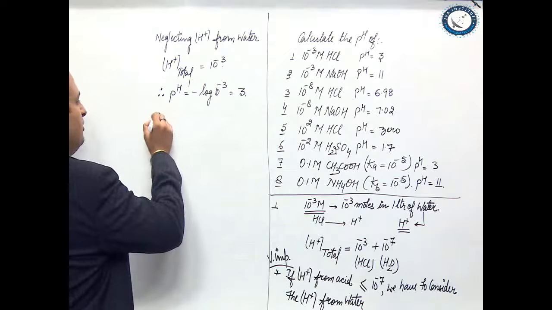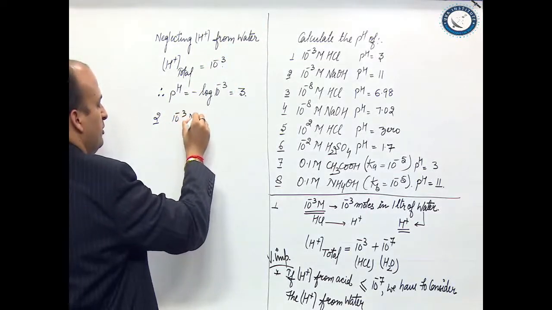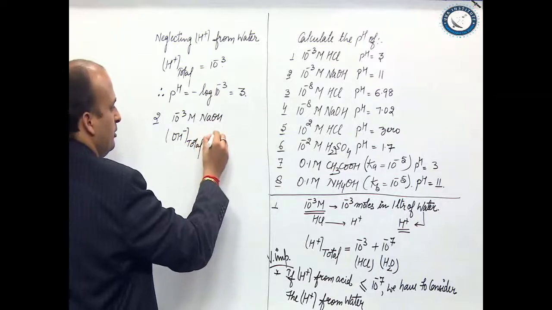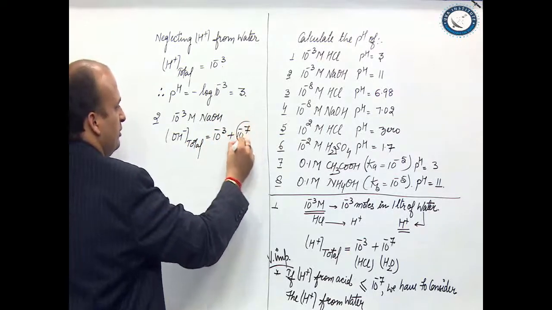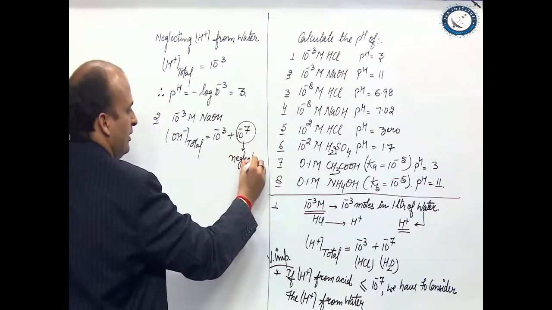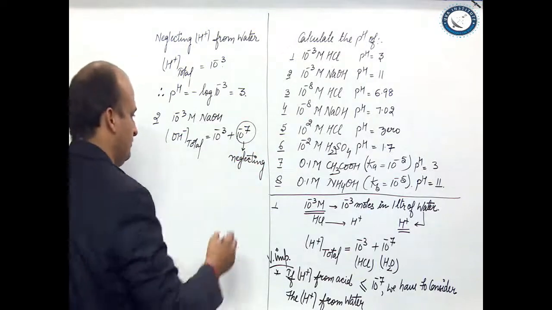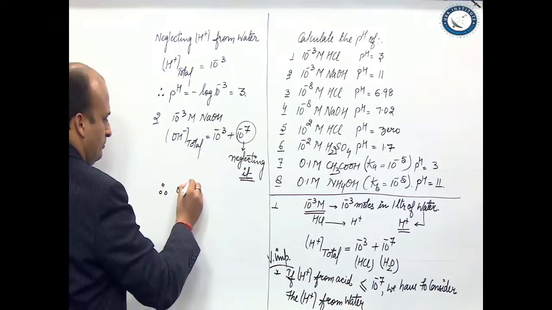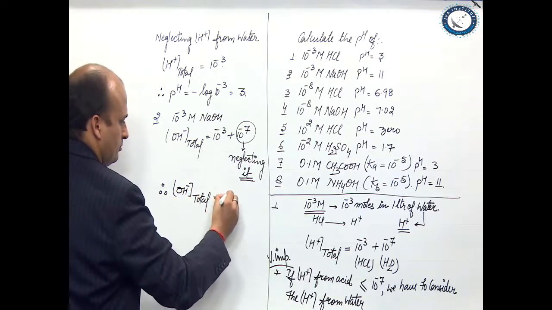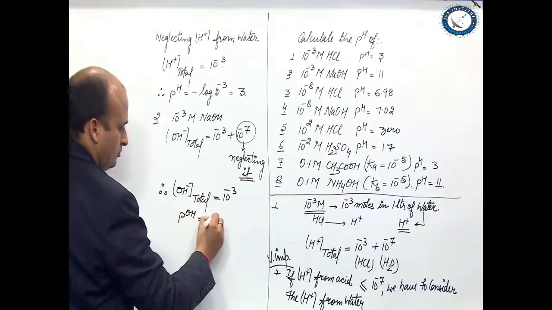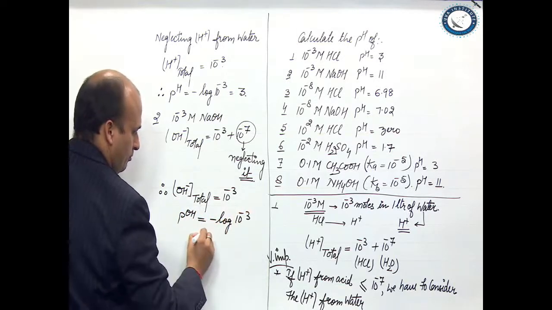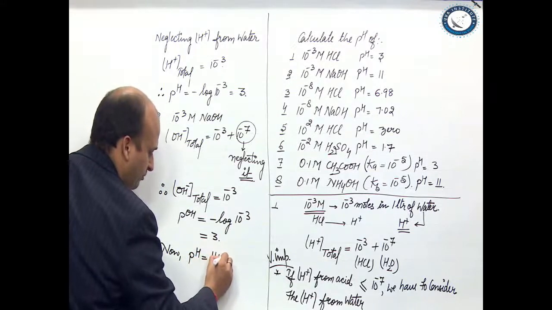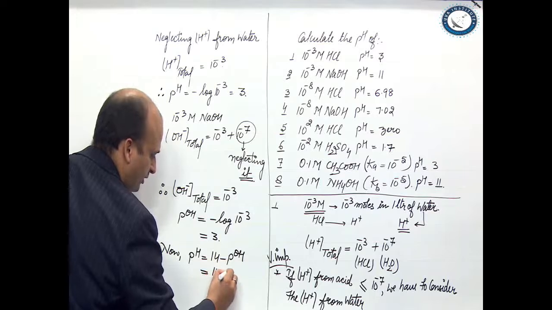Okay. Same way when I am solving the second question, over here it is 10 raised to power minus 3 molar NaOH, and as you can see, OH minus ion total will come out to be 10 raised to power minus 3 plus 10 raised to power minus 7. So we are neglecting it. Why we are neglecting? Because the value is greater than 10 raised to power minus 7. So we are neglecting this value. Okay. Therefore, pOH will come out to be 3. Now pH is 14 minus pOH. So it will be 14 minus 3, answer is 11.